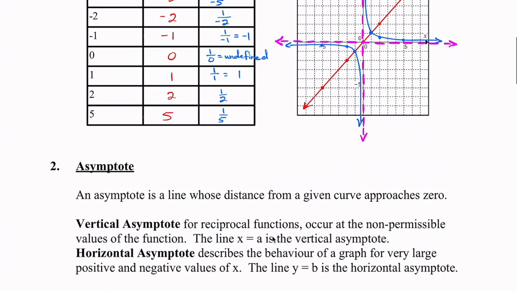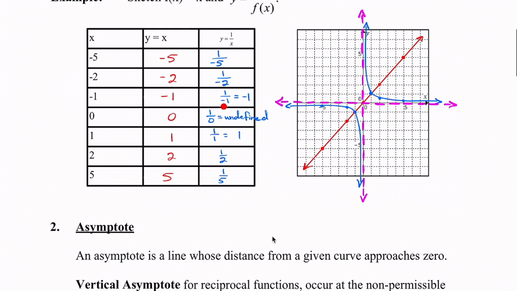A vertical asymptote for reciprocal functions occurs at the non-permissible values of the function. So that was right here. We couldn't take 0 and go 1 divided by 0. You can never divide by 0, so that we got an asymptote. If I were to label it, it would have been x equals 0. That's where that asymptote was, the vertical asymptote.